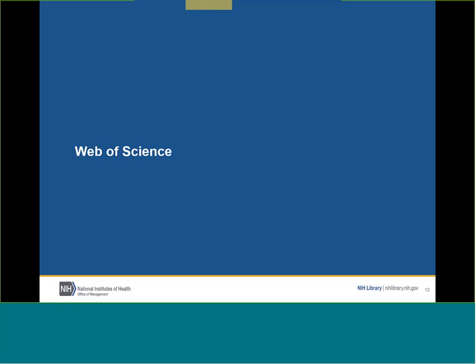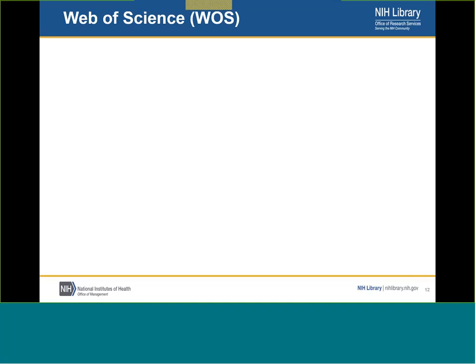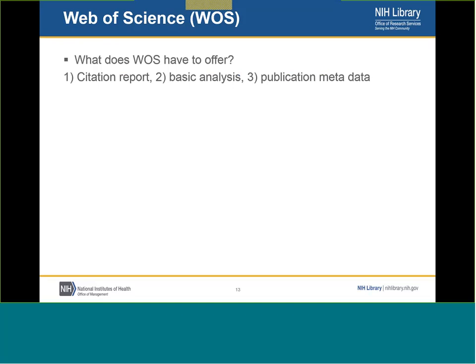Okay, anyway, so I'm going to start with Web of Science today. I'm going to quickly show you some features with a snapshot first, and then I'll move on live, okay? All right, so Web of Science, what does Web of Science have to offer, especially when we are doing bibliometric analysis? The first thing is that they offer us a citation report.